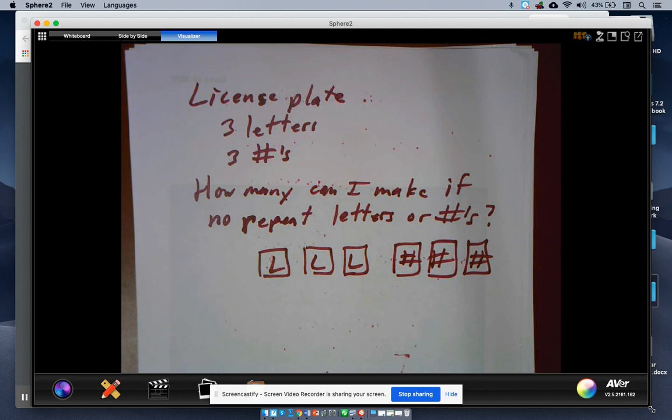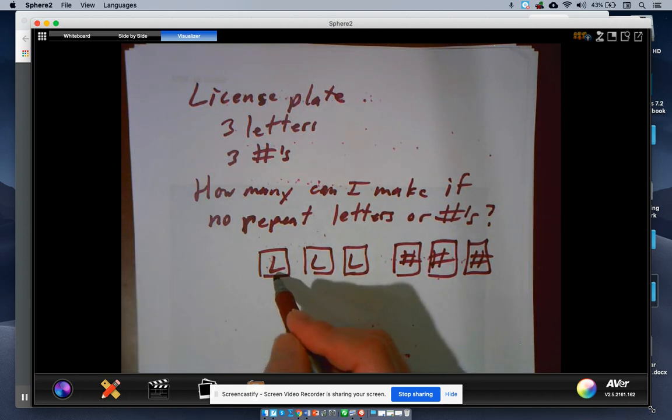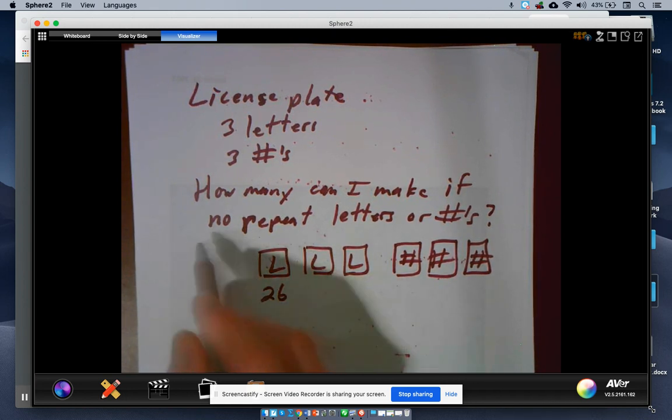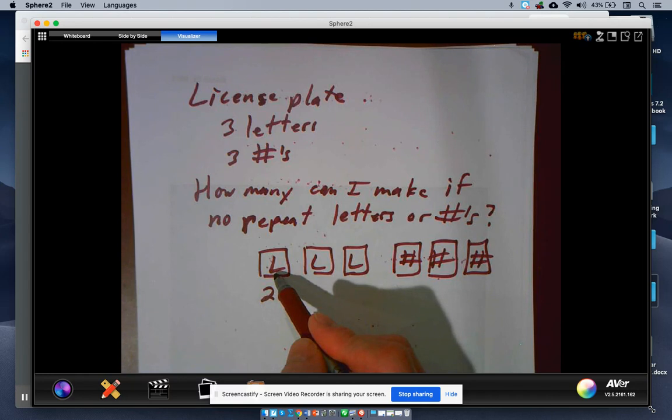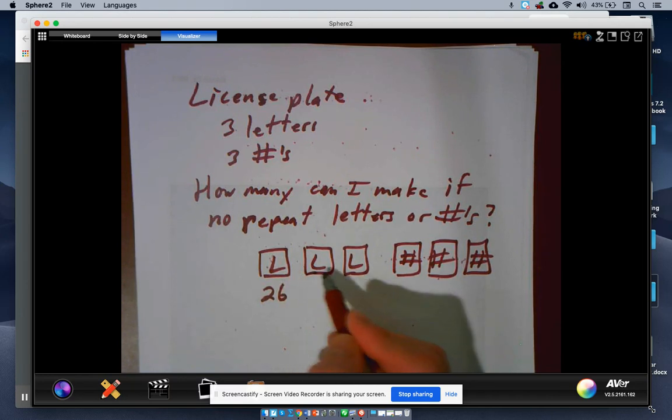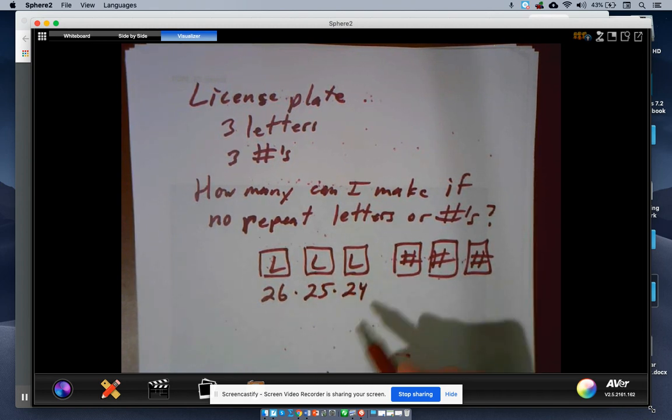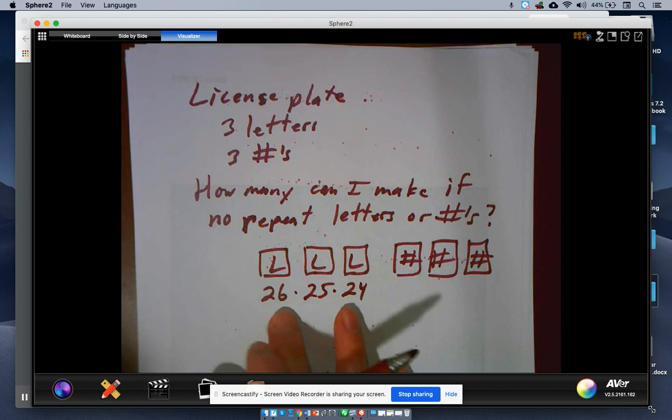All right, so with the letters, this is different. How many letters are there that could go here? Well, A through Z, 26. Now, if I can't repeat, I've used up a letter here. So how many letters would be left here? 25 for that second spot. And then I've used up two letters, so 24 for the third spot. So there's this many different ways that I can organize just the letters.